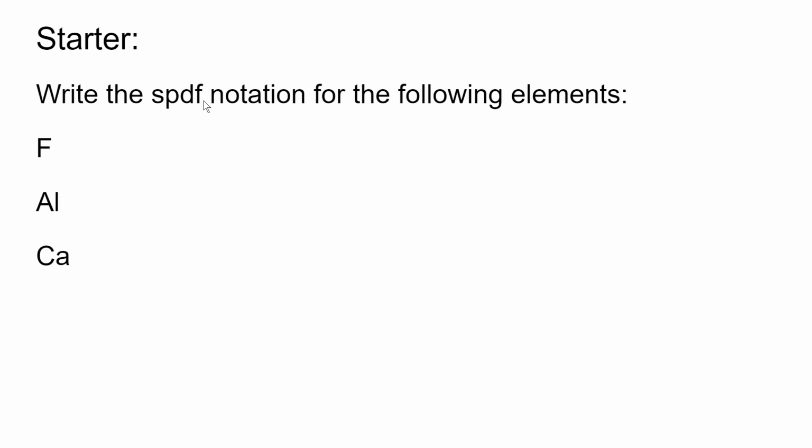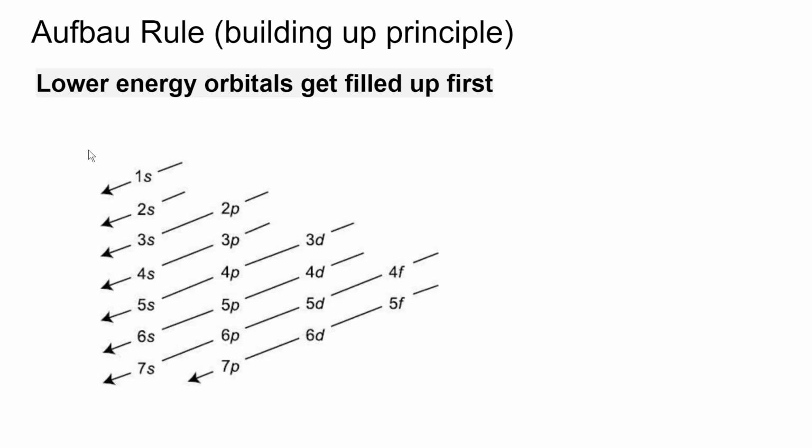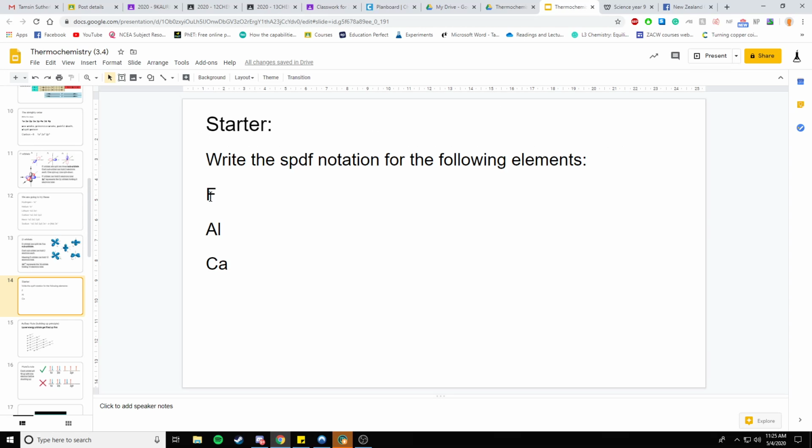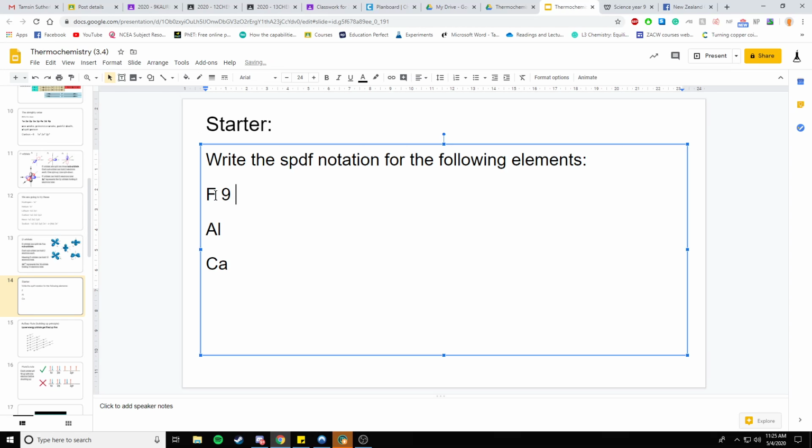So spdf notation is basically the 1s2, 2s2, 2p6 for the following elements. So let's try this together. Fluorine. First thing, how many electrons in fluorine? Well, it's 9. So we know this has 9 electrons. So I'm just going to write a little 9 there.